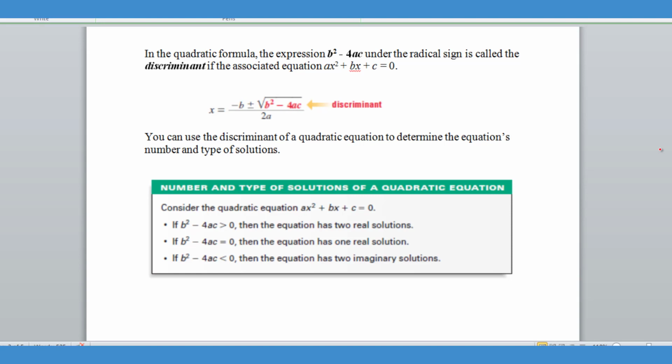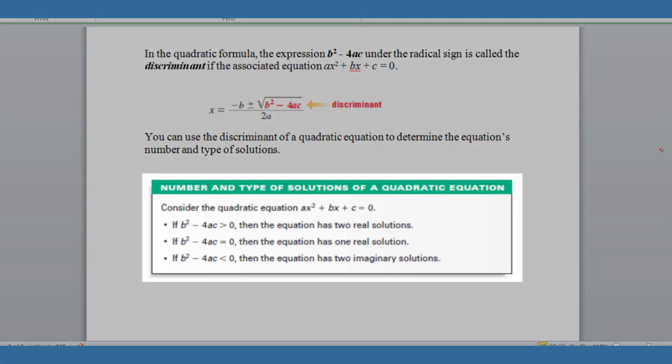The expression b squared minus 4ac, which sits under the radical portion of the quadratic formula, is called the discriminant. Now you've got to understand, we're only taking the part underneath the radical. The radical is not involved with the discriminant. So if we take the b squared minus 4ac and calculate just that singular part, it's going to give us one of 3 possibilities.